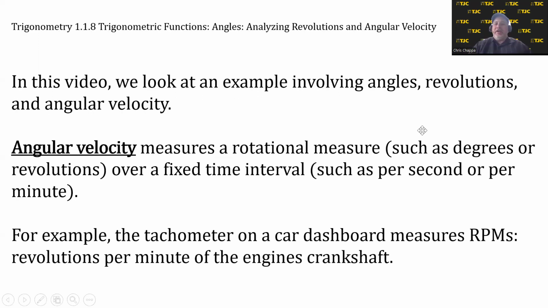In this video, we'll look at an example involving angles, revolutions, and angular velocity. Angular velocity measures a rotational measure, such as degrees or revolutions, over a fixed time interval, such as per second or per minute. For example, the tachometer on a car dashboard measures RPMs, revolutions per minute, of the engine's crankshaft.